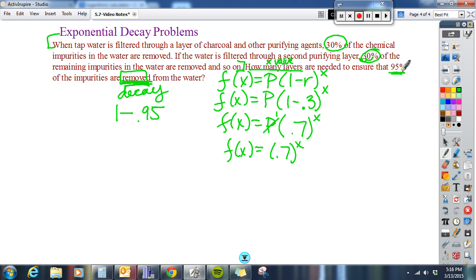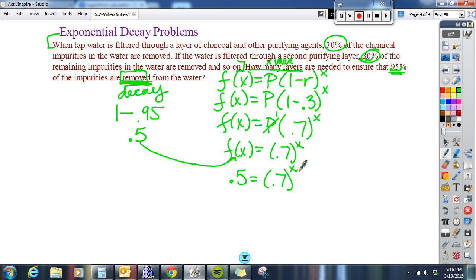0.95, right? 95% turns into 0.95. It's 1 minus the 0.95 because it's decaying there. And so it's asking, when will the function have this 0.05 only left of impurities? And so this 0.05 is our f of x. How many x values, how many layers are going to give us this 0.05? So I have 0.05 equals 0.7 to the x. Okay? So, I know that's difficult. Rewatch it. Look at it again when you're doing these problems.